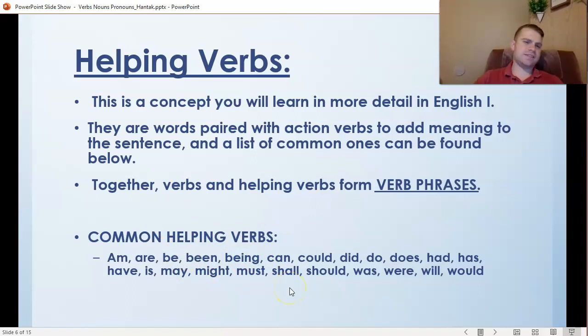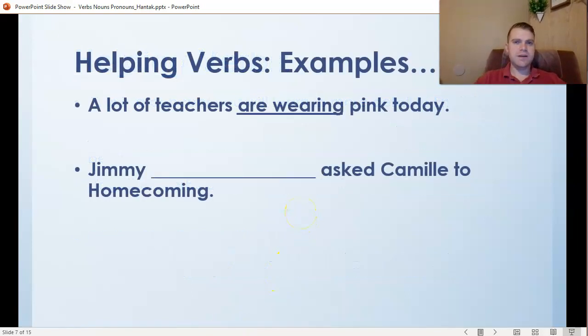What we'll notice in this next slide is that pairing different helping verbs with action verbs changes the meaning of this sentence. So, for example, a lot of teachers are wearing pink today. Wearing is the verb. It's what the teachers are doing. It's an action. Are is actually a helping verb, not a linking verb, that's working with wearing right here to change the meaning of the sentence. A lot of teachers wear pink today, and a lot of teachers are wearing pink today, have slightly different meanings to them.